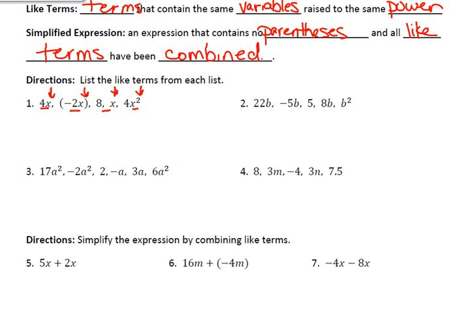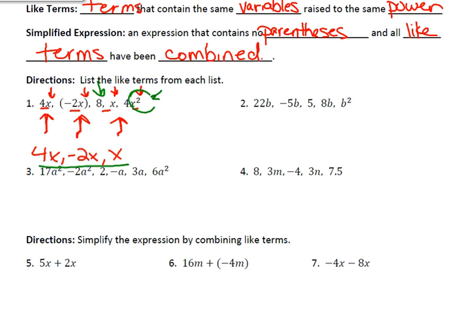So in number 1, I have 4x. 4x would be a like term with negative 2x and x, because they all have an x. So 4x, negative 2x, and x would all be like terms. 4x squared would not match with that because this one has a square and these do not. Same thing with an 8. The 8 doesn't have any x's at all, so it's not a like term either.